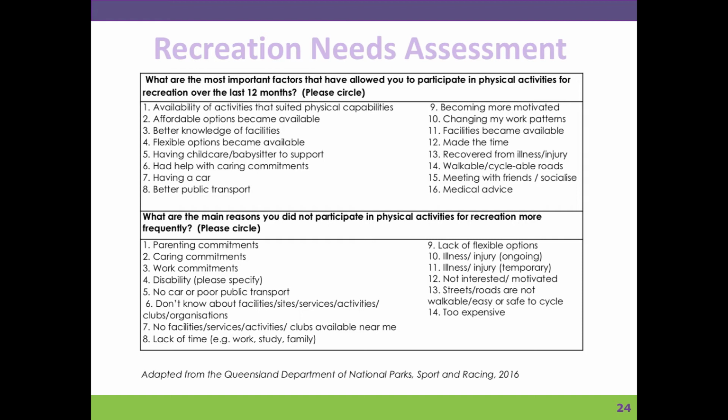This will give you an idea of the types of things that we'll look at when we're doing a recreational screen. For example, what are the most important factors that have allowed you to participate in physical activities for the last 12 months? The client will then circle which ones are appropriate. And another question includes, what are the main reasons you did not participate in physical activities for recreation more frequently? It gives us an idea of any issues and also the needs of our clients.